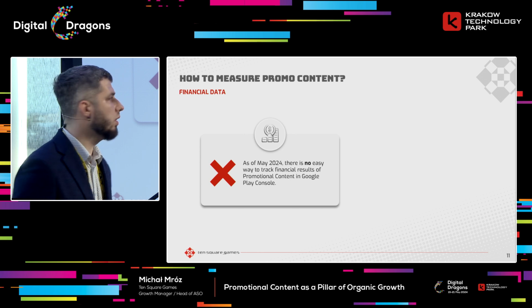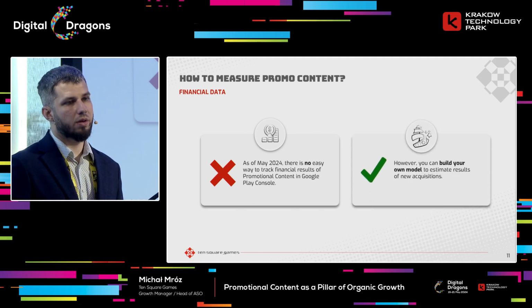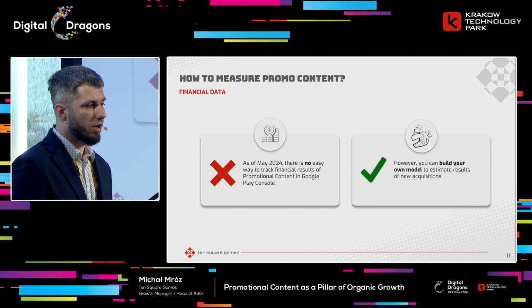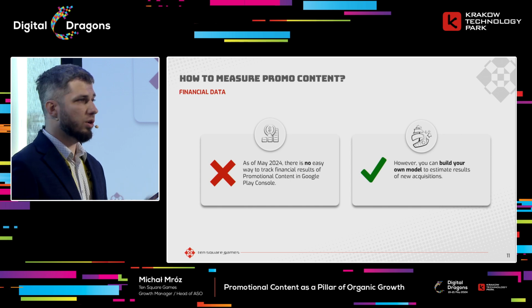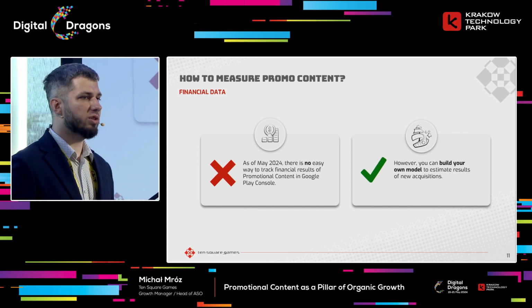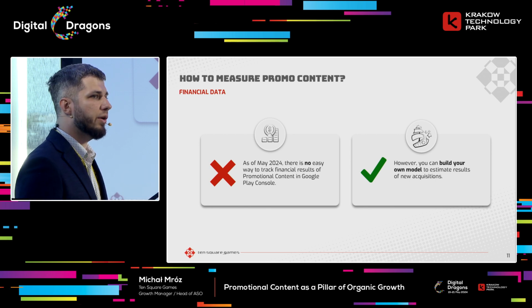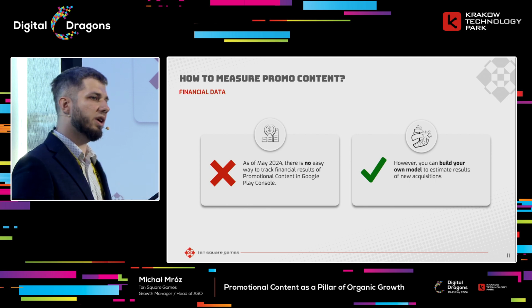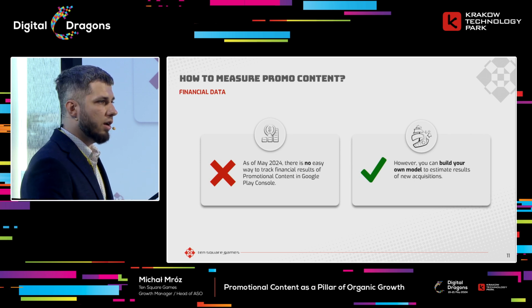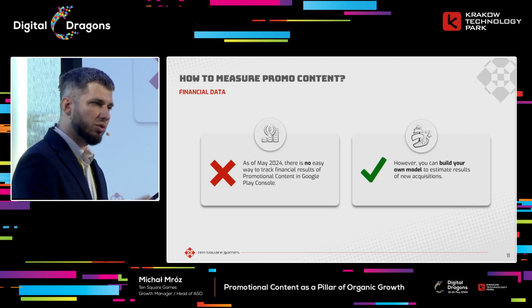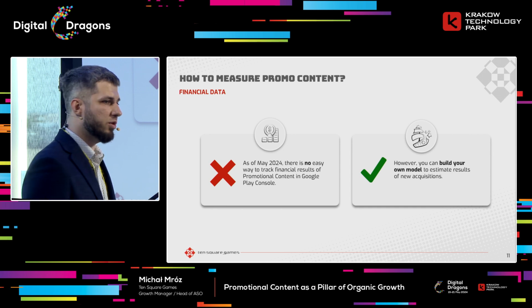What can you do? You can build a model. For example, it can be as simple as this: let's say you know from your promotional content reports that 25% of new users were exposed to this. Then you can go into your financial data, check how much revenue you got from these new cohorts, and maybe just estimate that 25% of it came from promotional content. But this is a very simple thing.